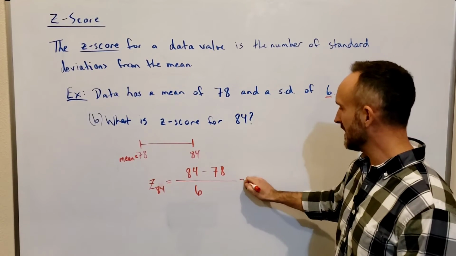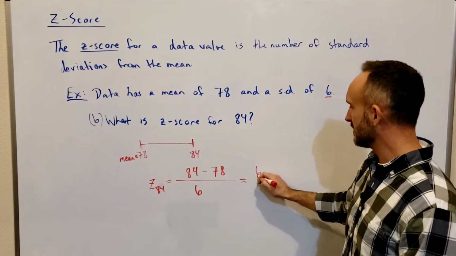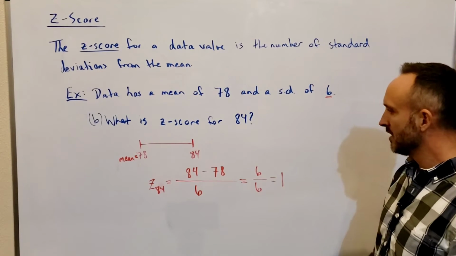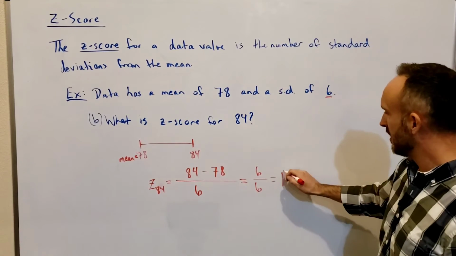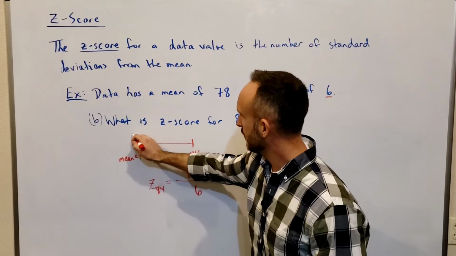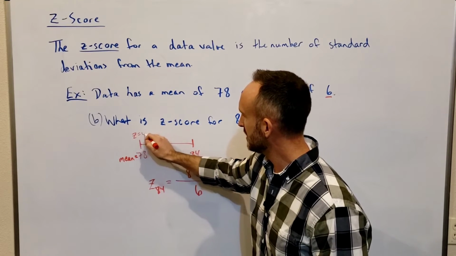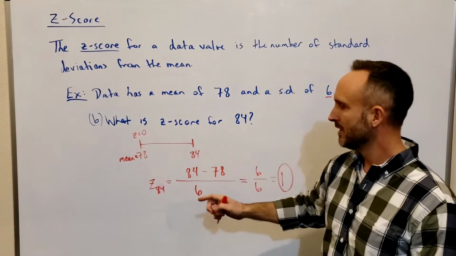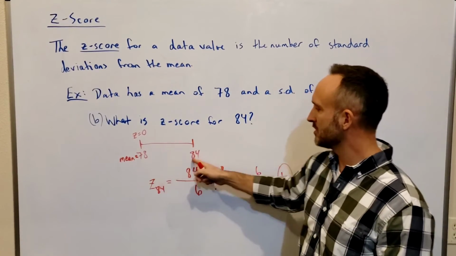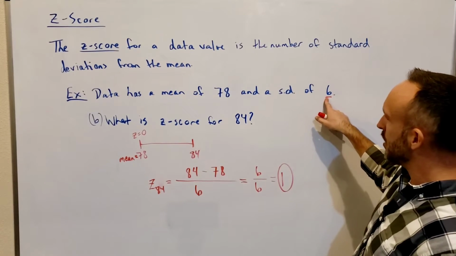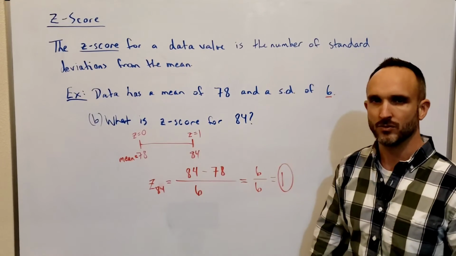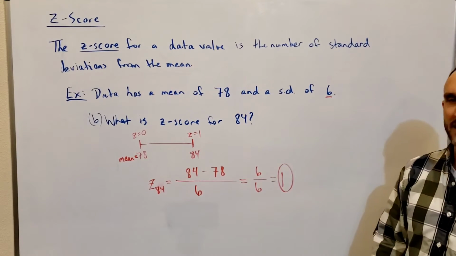And so you can see that 84 minus 78 is 6, divided by 6 is 1. So the z-score for 84 is 1. And that's because, right, if we label these with z-scores, the z-score for the mean is 0 because it's 0 standard deviations from itself. 84 is 6 units above, which is exactly 1 standard deviation. So the z-score here is positive 1. Okay? So that's pretty easy to see.